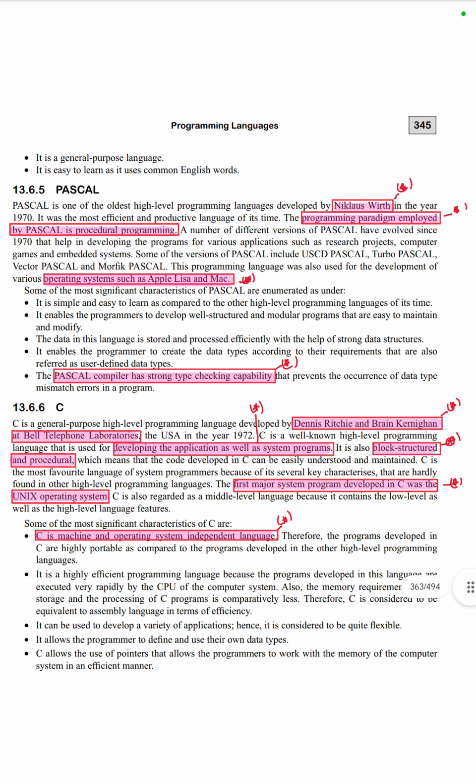C, developed by Dennis Ritchie and Brian Kernighan at Bell Telephone Laboratories for developing application as well as system programs. It is block structured and procedural. The first major system program developed in C was the Unix operating system. C is a machine and operating system independent language.